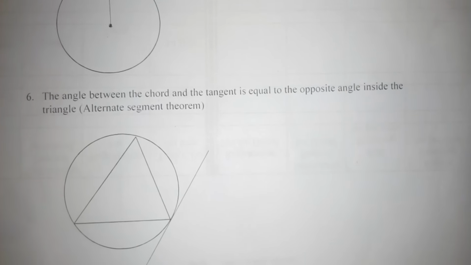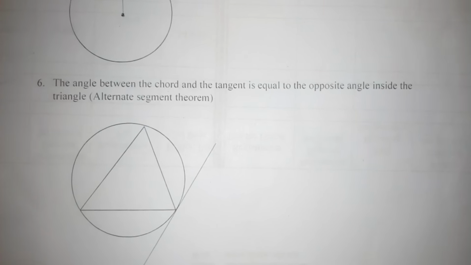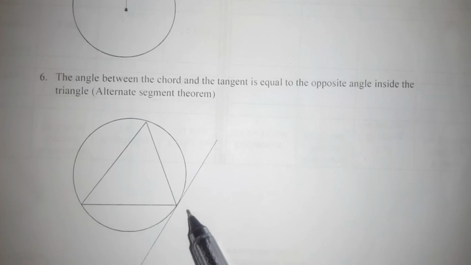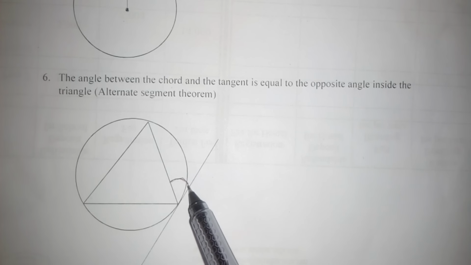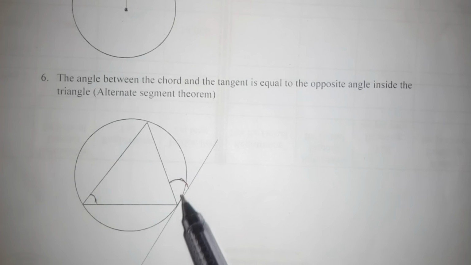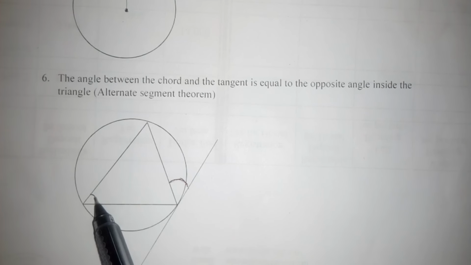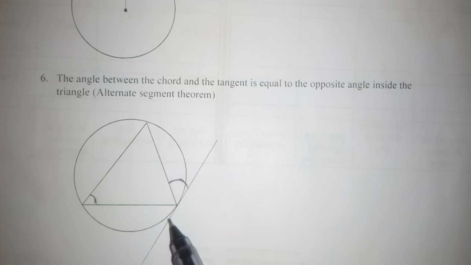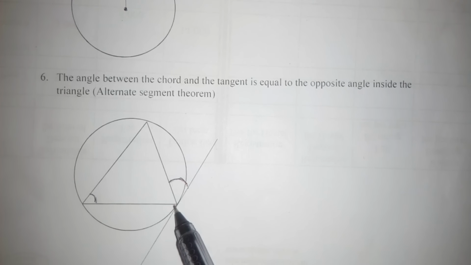Let's go to another one. This one reads, the angle between the chord and the tangent is equal to the opposite angle inside the triangle. Okay, so meaning this angle here is the same as the angle which is inside. You see this chord over here and the tangent line. So the angle which is formed here is equal to the angle which is somewhere here. So you see the chord, the angle which is forming is equal to the angle which is between the chord and the tangent.